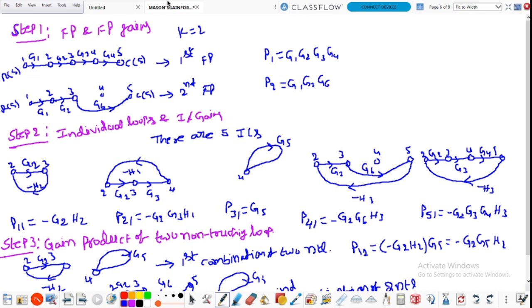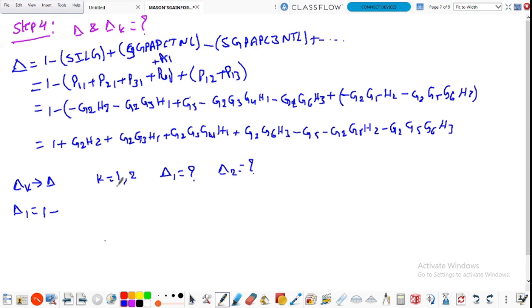Now all the loops are touching this forward path, so there are no individual loop gains, and the sum of the individual loop gains is 0. The sum of the gain products of two possible combinations of non-touching loops is also 0. So 1 minus the sum of individual loop gains 0 plus the sum of gain products of all combinations 0. Delta 1 is equal to delta. This is the expression of the delta.